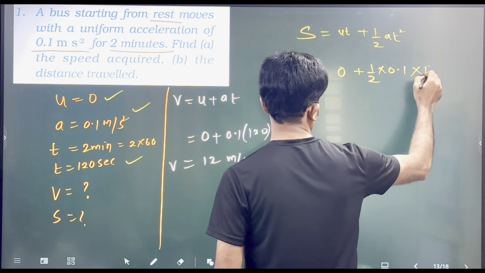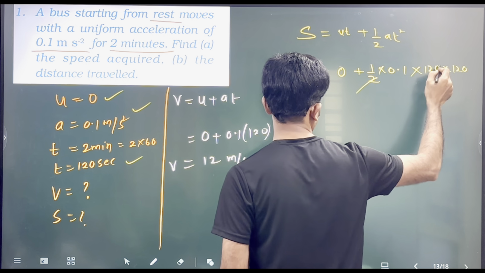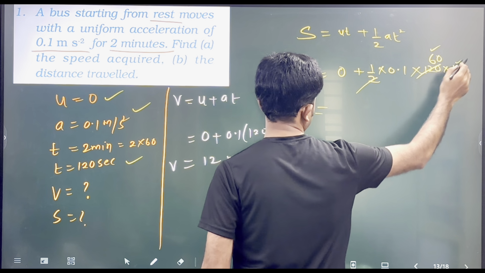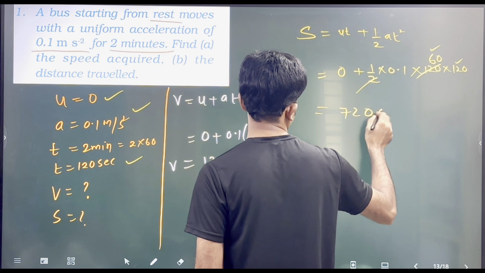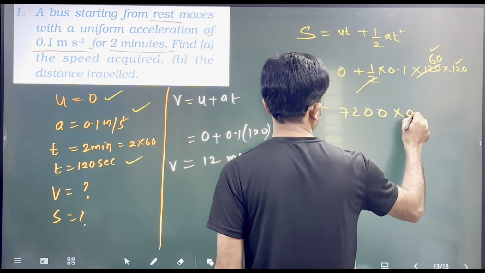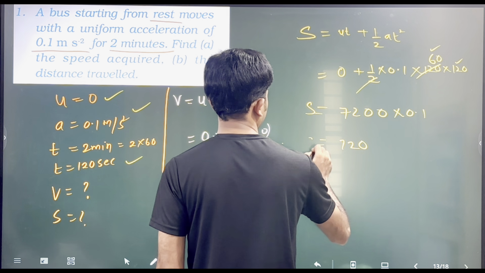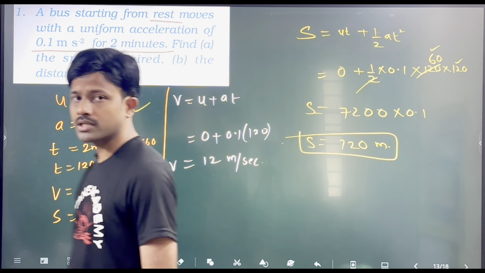120. Okay, 120 into 120. Two times you have to take. Don't forget to take this two times, so t square is there. So 6 into 12 is how much? Yes, 72. We have 2 zeros, so 7,200. Now you see here we have 0.1 also. 7,200 into 0.1, how much is it? 720 meter. The distance traveled by the bus is how much?